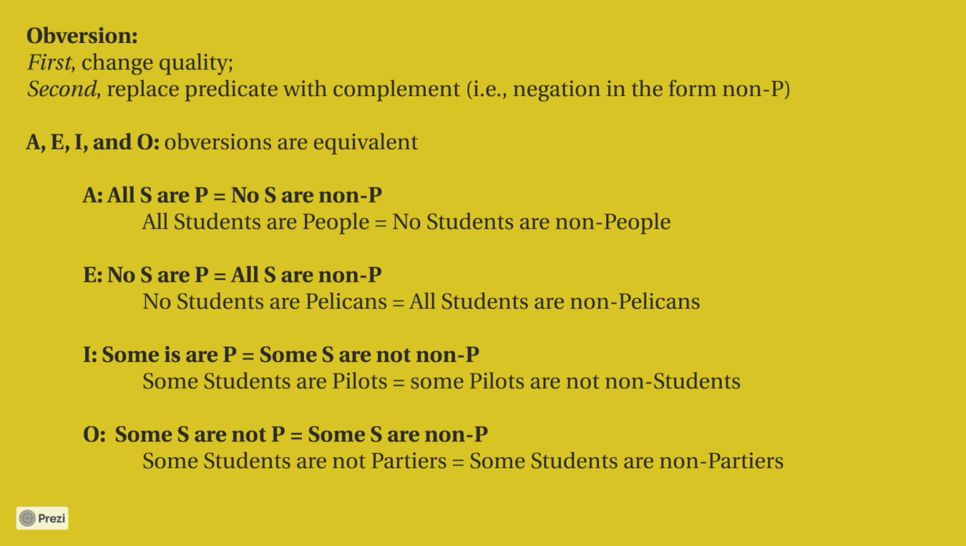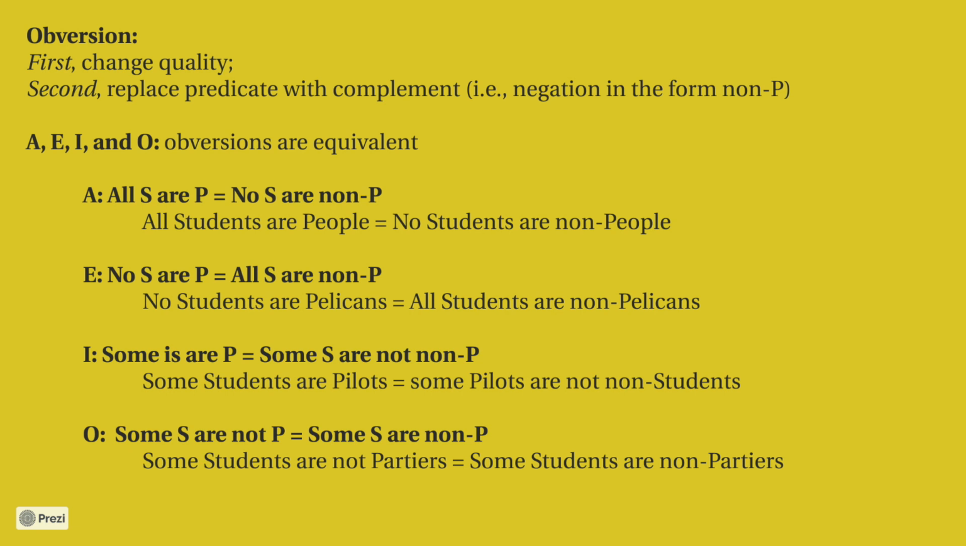Now let's consider the examples. All students are people is the same as saying no students are non-people. To say no students are pelicans is the same as saying all students are non-pelicans. The statement some students are pilots communicates the same thing as saying some pilots are not non-students. And finally, to say some students are not partiers is the same as saying some students are non-partiers. And so we see that when it comes to obversion, all of our forms are equivalent.